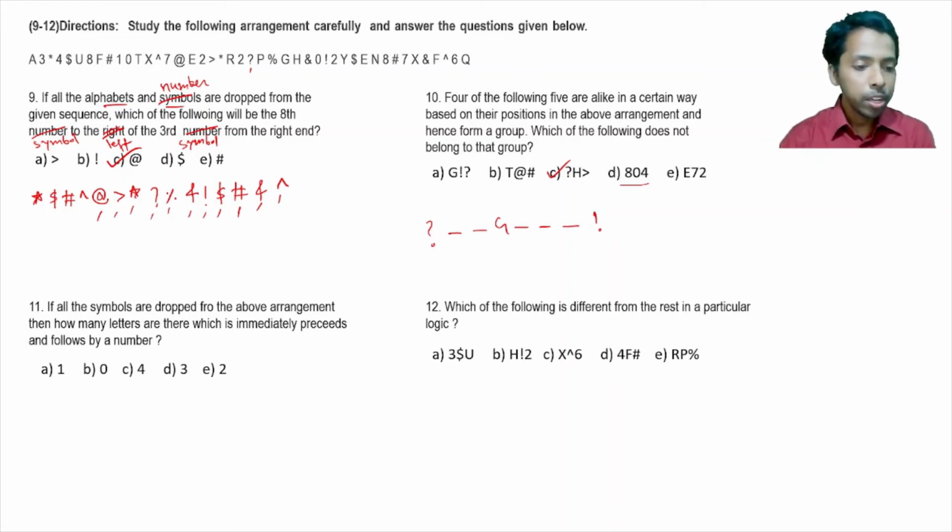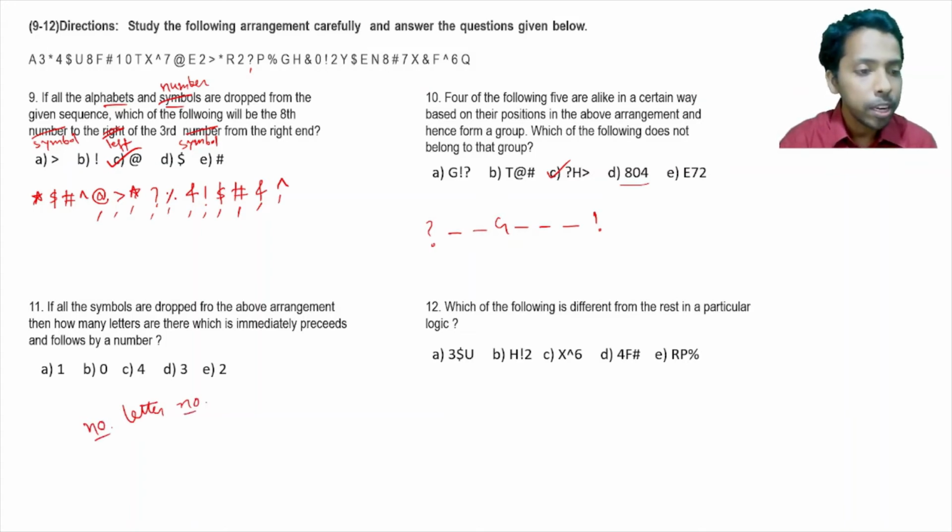Question number 11. If all the symbols are dropped from the above arrangement, then how many letters are there which are immediately preceded and followed by a number? All the symbols are dropped, then how many letters are there which immediately precede and follow a number? So how many letters, right? So letters should be here, right? And both sides preceded and followed by a number.